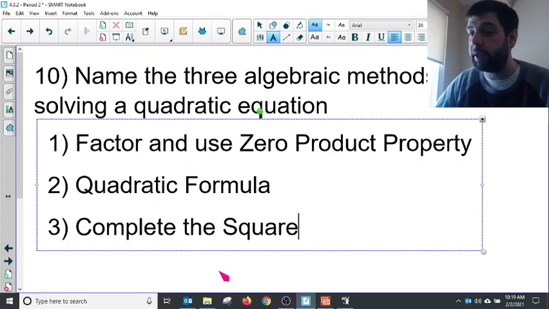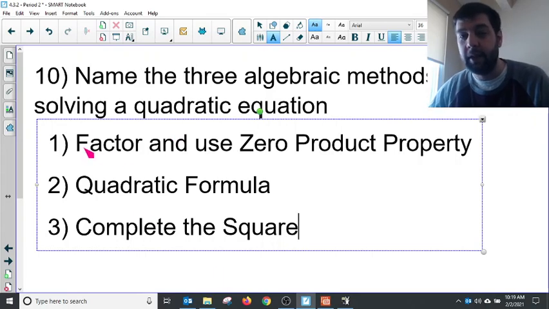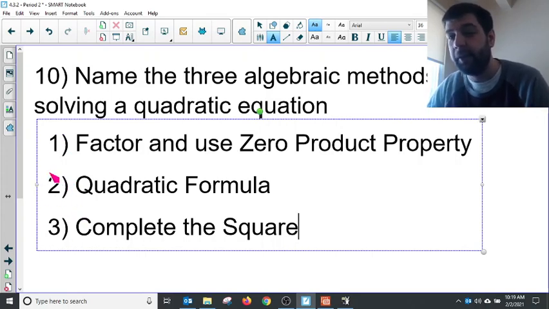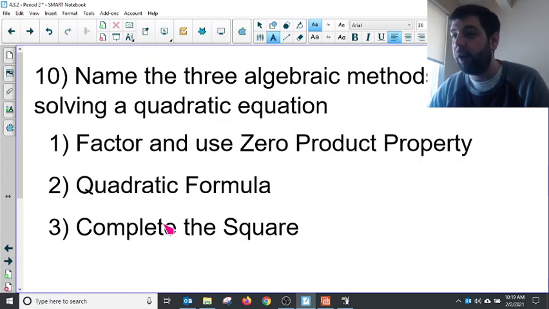Okay, all 3 of these accomplish the same thing. It's just a matter of what's going to work. If something is not factorable, obviously you can't use method number 1. Okay, if you like complete the square more than the quadratic formula, use that. If you like the quadratic formula more, use that. Okay, very often directions don't tell you what to do. They just tell you what they need.